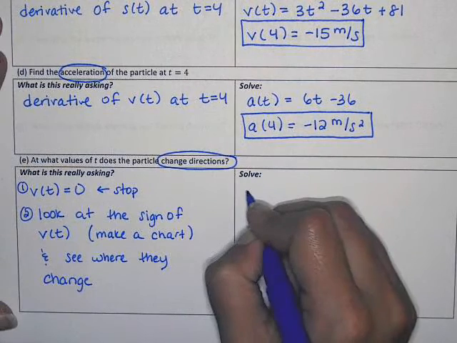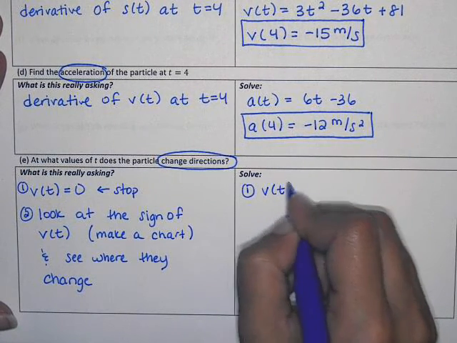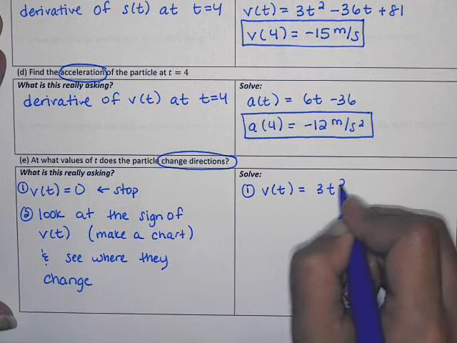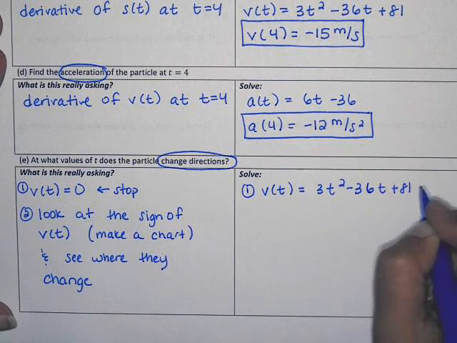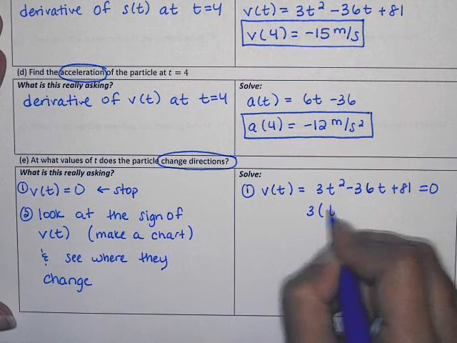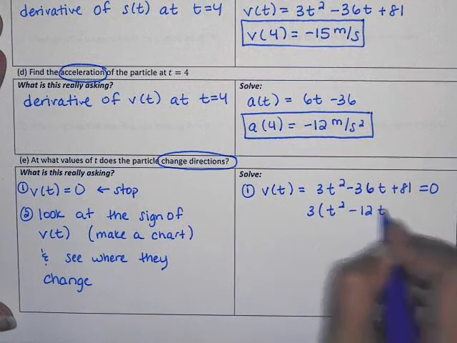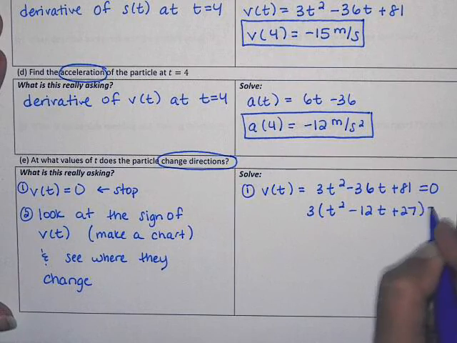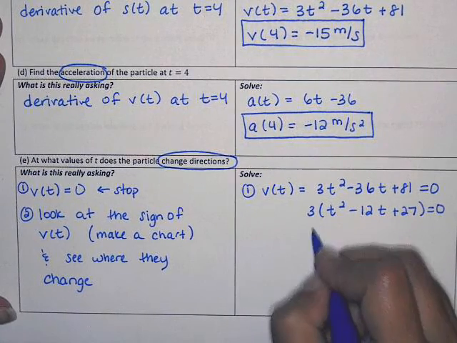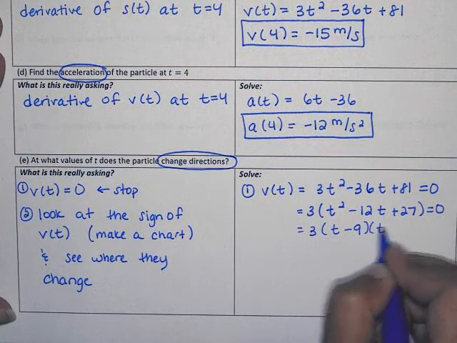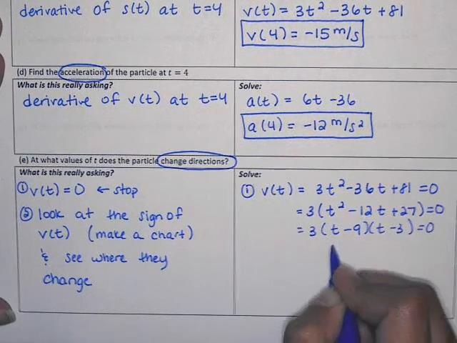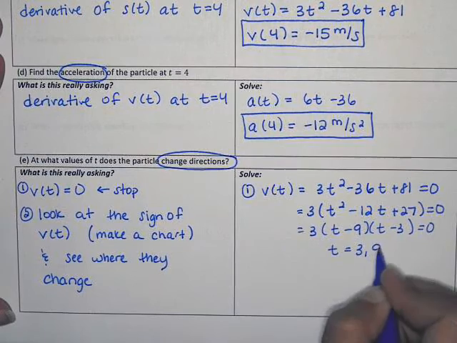So, first let's make my velocity function, which is 3t squared minus 36t plus 81 equal to 0. If I factor out a 3, I get t squared minus 12t plus 27. Let's see, so 9 and 3. So (t minus 9) times (t minus 3), which means t is equal to 3 or 9.